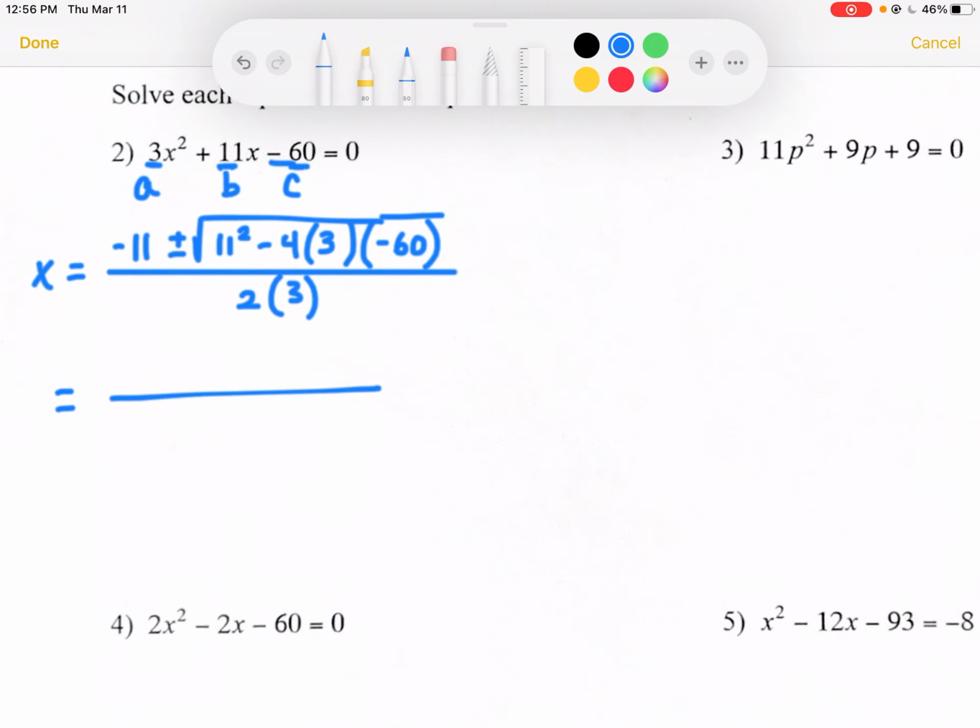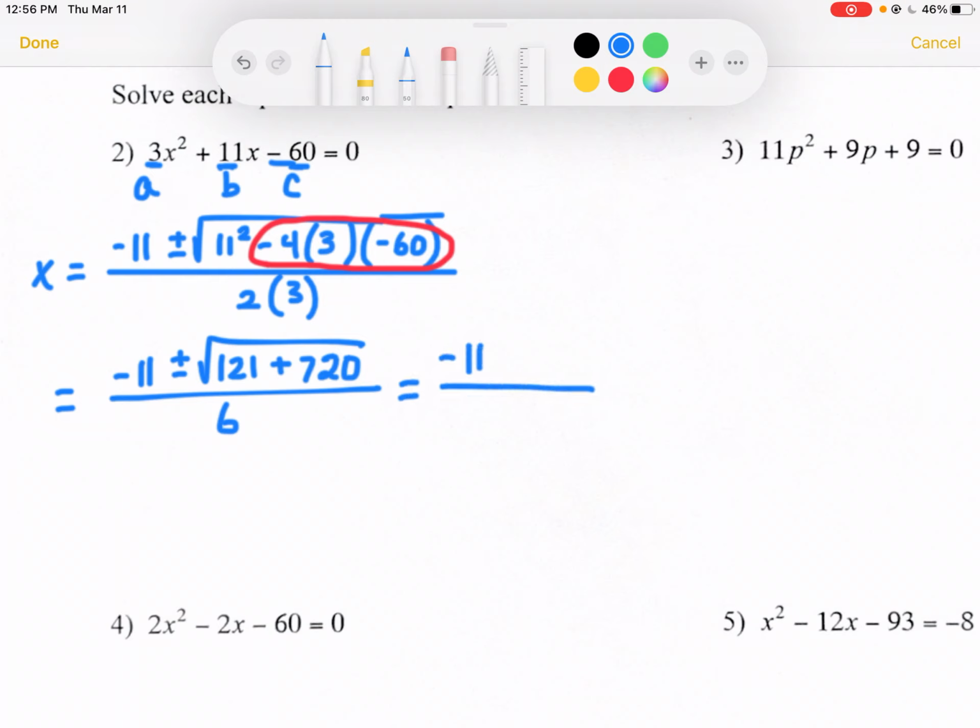Okay, so we're going to simplify some things now because this is pretty crazy. 2 times 3 on the denominator is 6. Still going to be negative 11, plus or minus the square root of 11 squared, 11 times 11 is 121. Plus, now, I got ahead of myself. I'm multiplying negative 4 times 3 times negative 60. If I take two negatives and multiply them together, that's going to turn into a positive. Then I'm taking 4 times 3, which is 12, and then 12 times 60, which is 720. So you're getting some big numbers right now, but we can add those two numbers together in our next step.